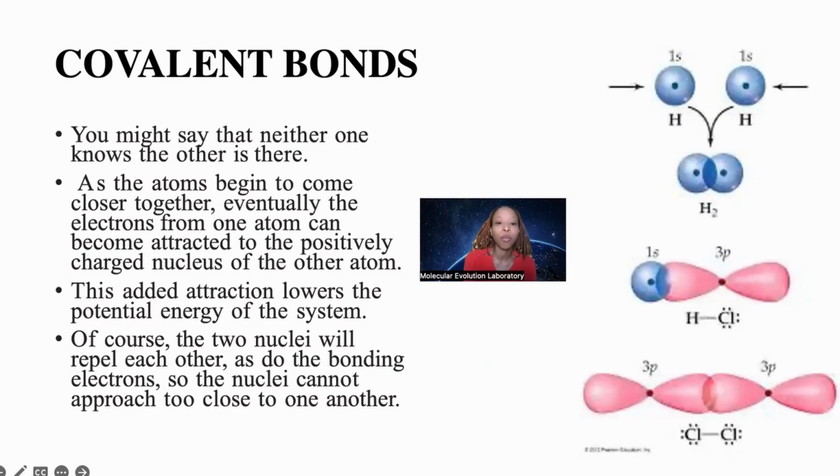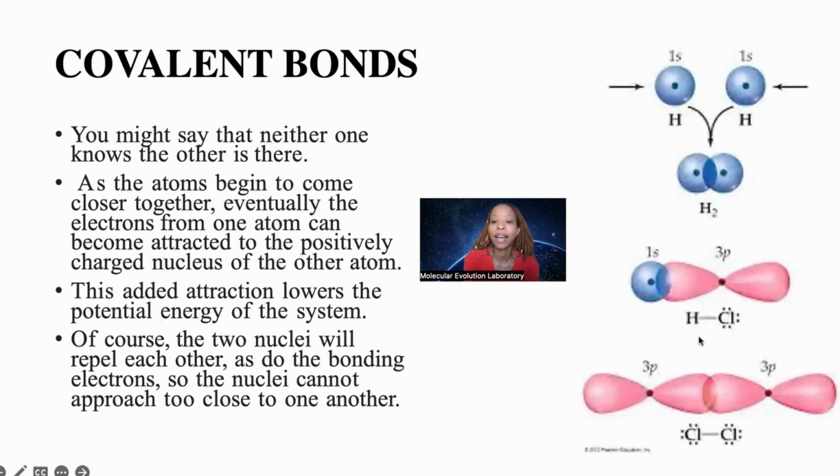Eventually, the electrons from one atom can become attracted to the positively charged nucleus of the other atom. This added attraction lowers the potential energy of the system. So we know that once the atoms come closer together, this results in a lowering of the potential energy. The 2 nuclei will repel each other naturally, as do the bonding electrons, so the nuclei cannot approach too close to one another. This is basically just showing a covalent bond between hydrogen atoms, and as you can imagine, the closer they are together, the more dense and the less spherical.